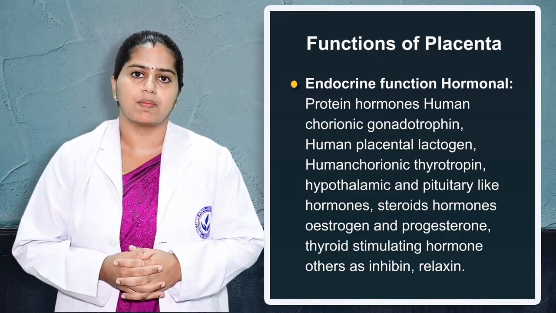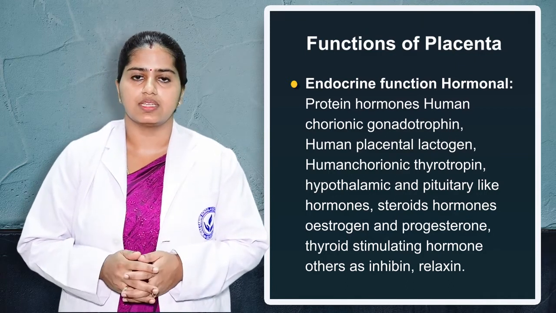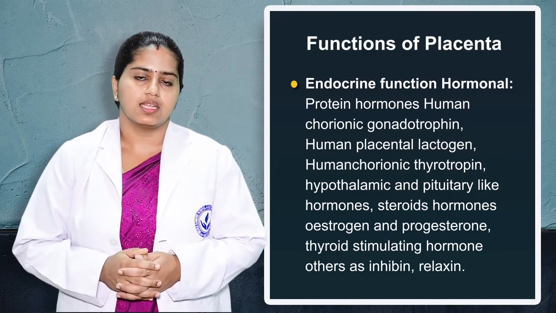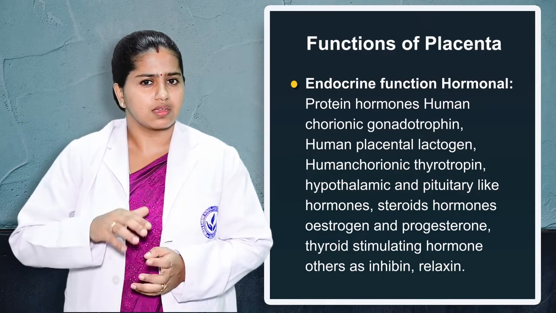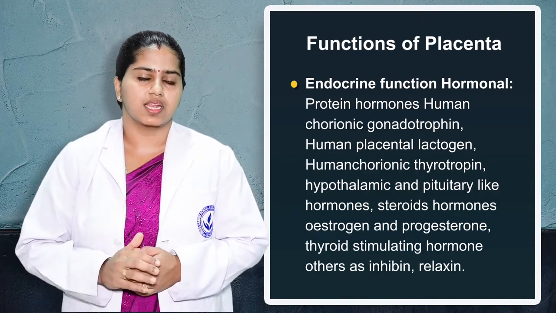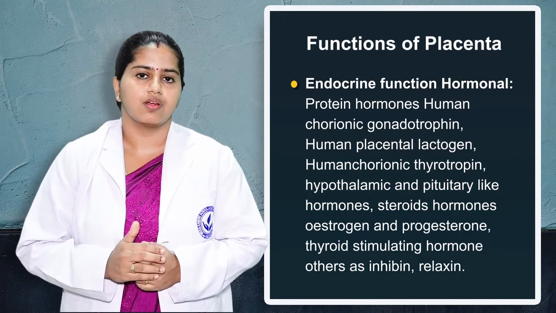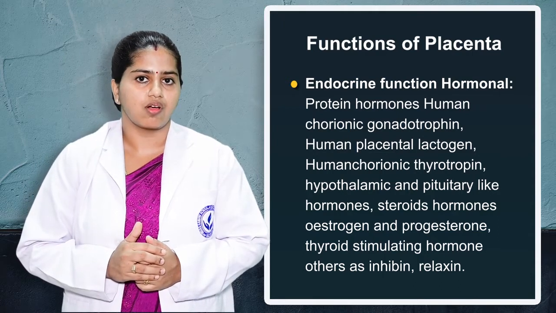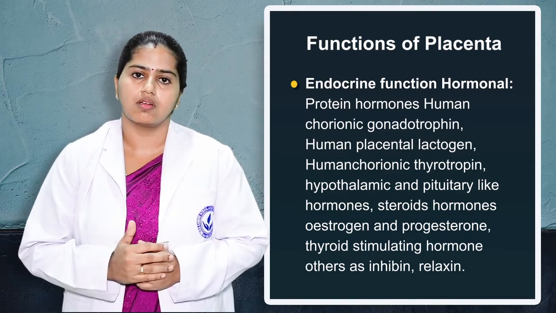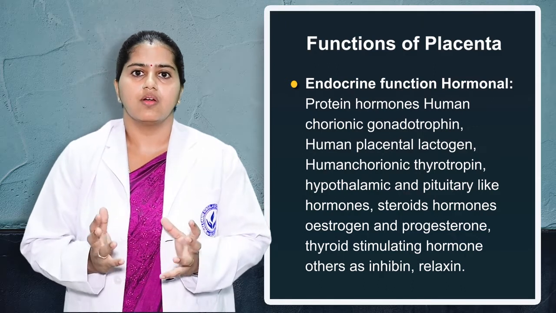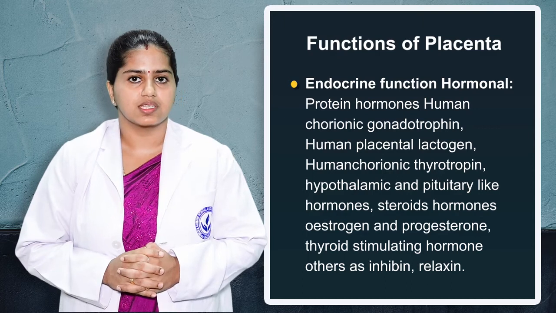Next hormone is human placental lactogen hormone. This helps in the growth and development of the fetus and maintenance of the pregnancy. Then other hormones like steroids, estrogen and progesterone will continuously maintain the pregnancy and pregnancy function. Next hormones are corticotropic hormone and thyroid stimulating hormone. Then inhibin hormones are also produced from the placenta. These are for the growth and development and maintenance of the pregnancy. So these are the functions that come under the placenta.